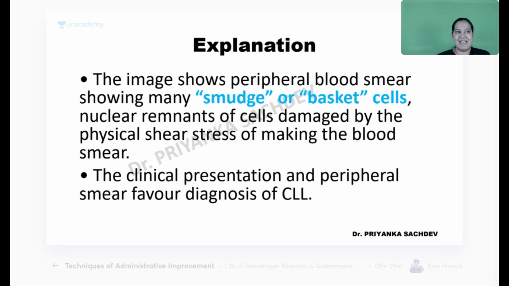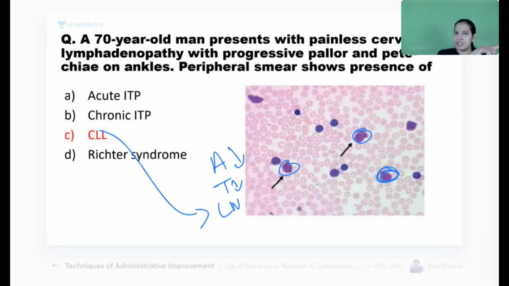So the answer here is CLL because it is showing smudge cells or basket cells. Smudge and basket cells are the nuclear remnants of lymphocytes which are damaged by physical shear stress while making the slide, during spreading it. The typical clinical presentation favors CLL also. So you have to read the question, look at the image and correlate the two. Don't forget to take clues from the questions.